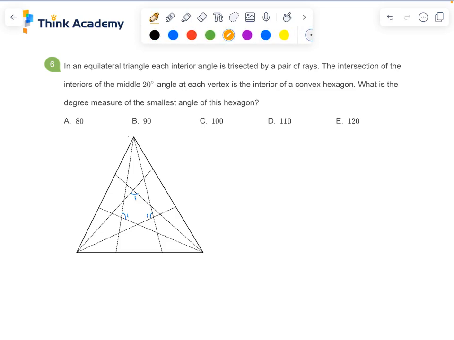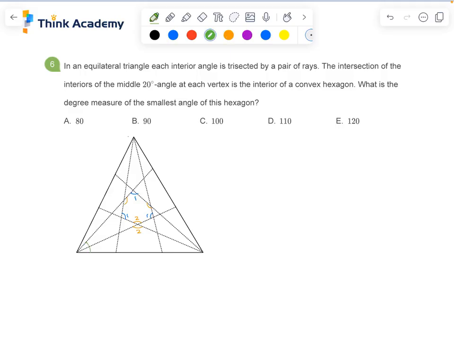On the other hand, these three orange angles, they are also the same by symmetry again, and actually they are also equal to this angle 2. Okay, so how can I compute angle 1 and angle 2?